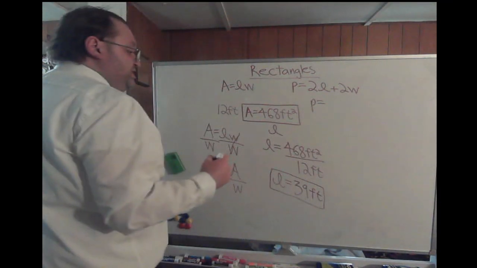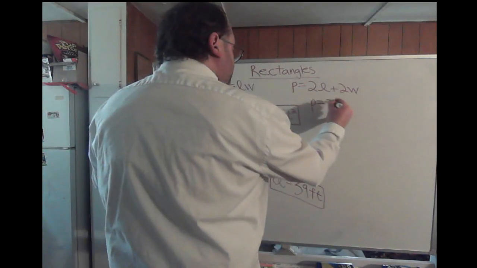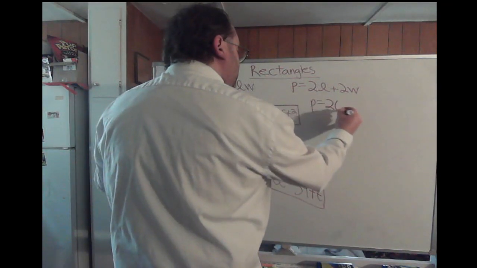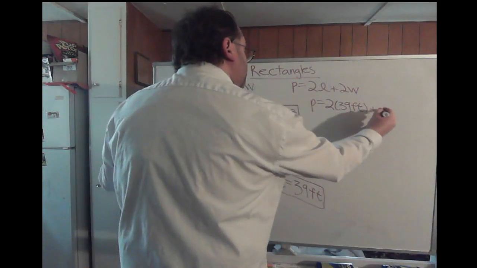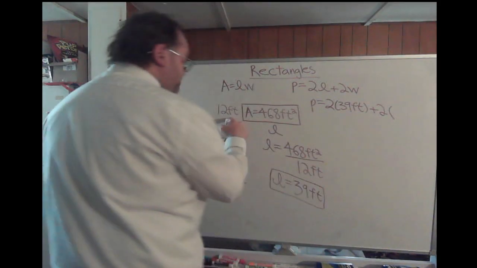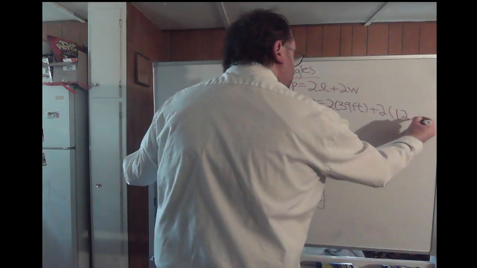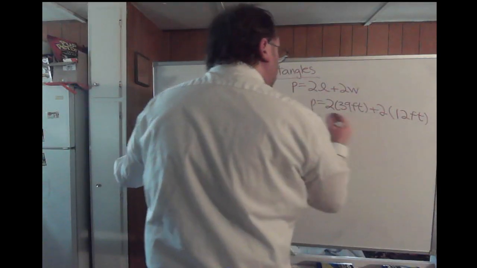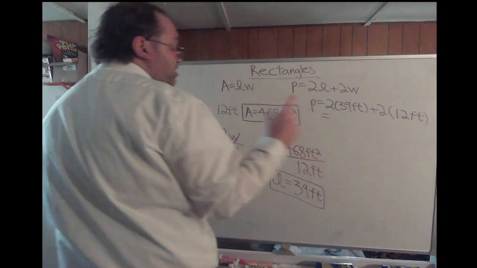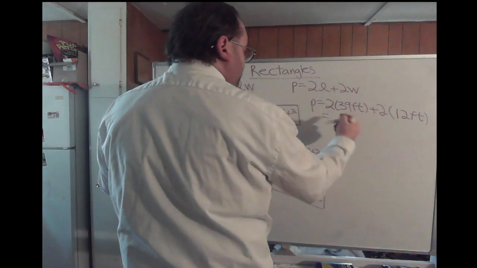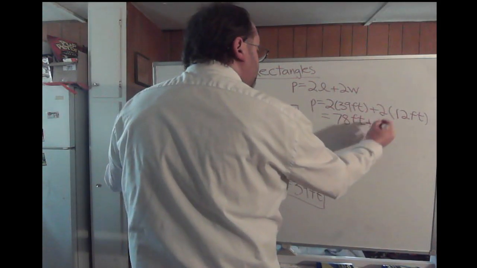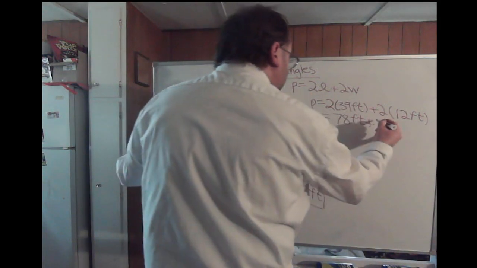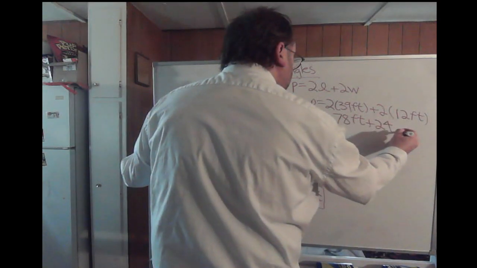So the perimeter is equal to twice the length, which would be 2 times the length being 39 feet, plus 2 times the width. The width, well, that's 2 times 12 feet. Now you just follow the order of operations. Multiplication comes first. 2 times 39, that's 78 feet. Plus 2 times 12, that would just be 24 feet.